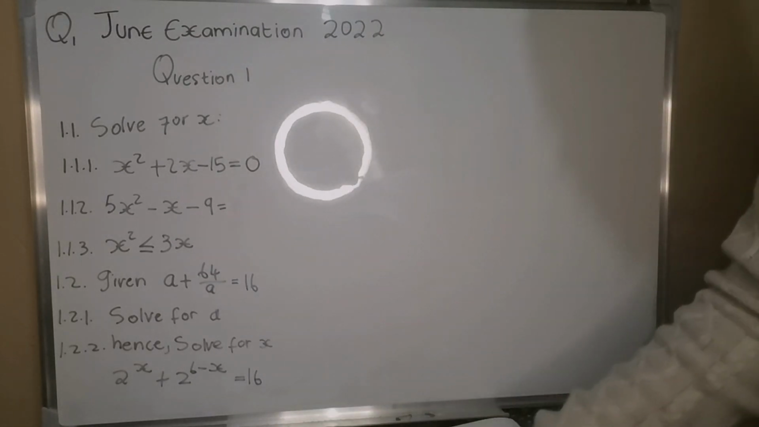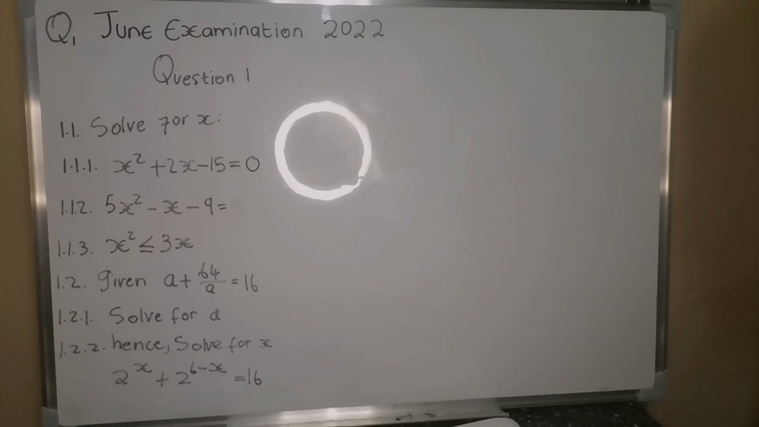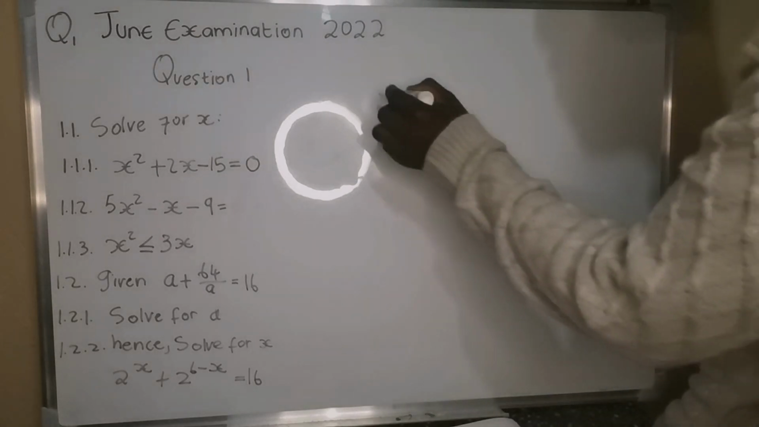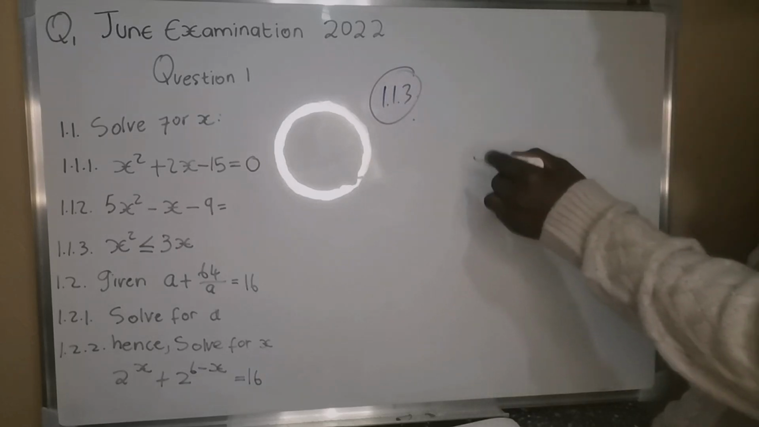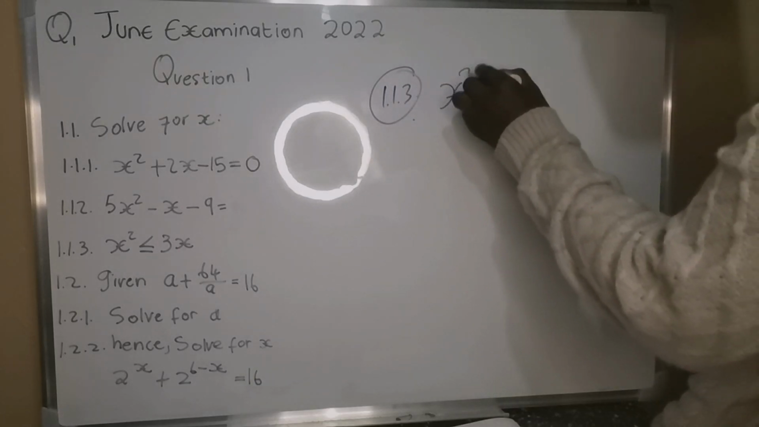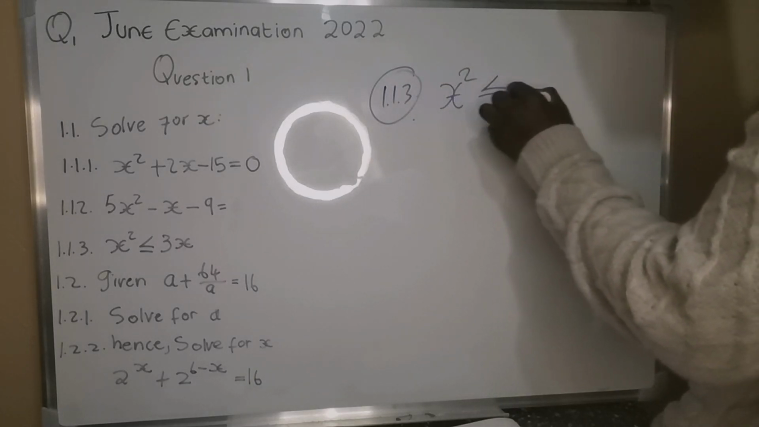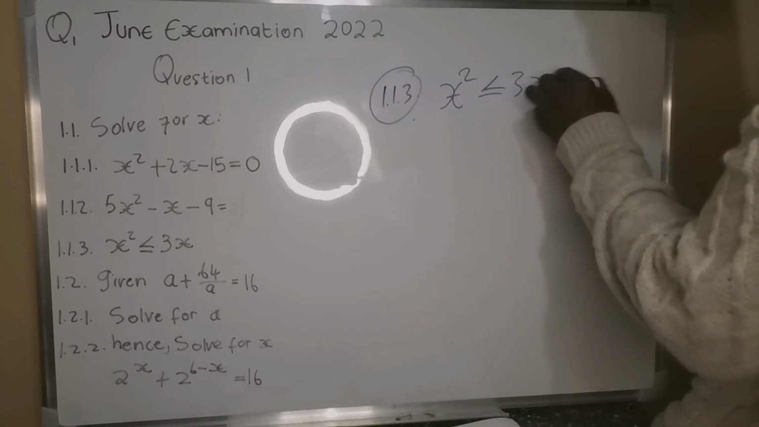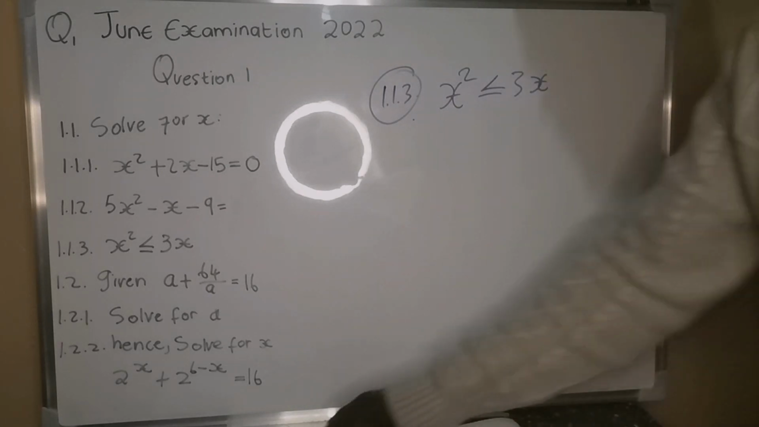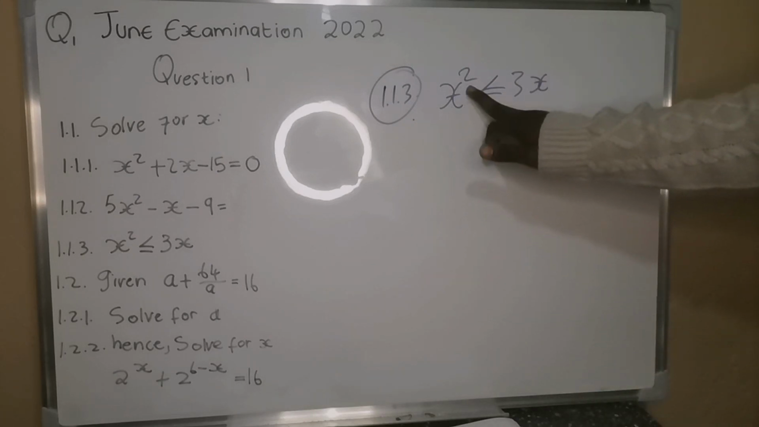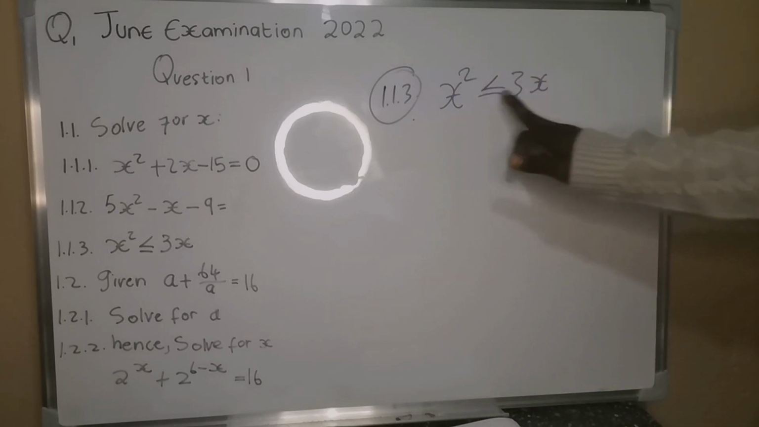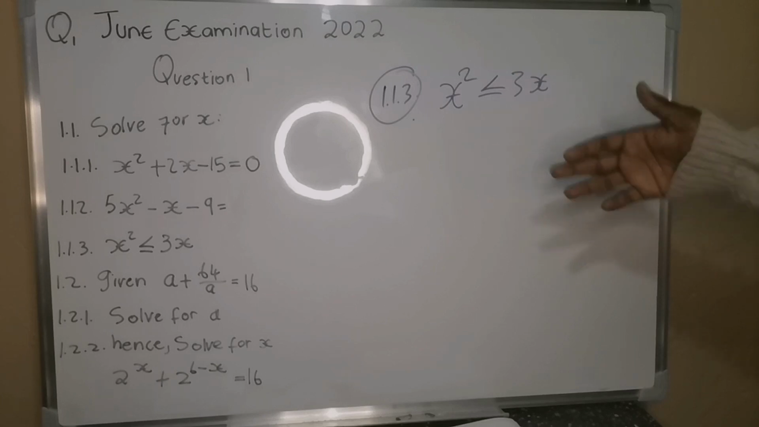This one is so necessary to do because it's going to appear in your examination. 1.1.3 is an inequality. This one is very simple, guys. Let's do it, and don't be hard on yourself. We have x squared smaller than or equal to 3x.